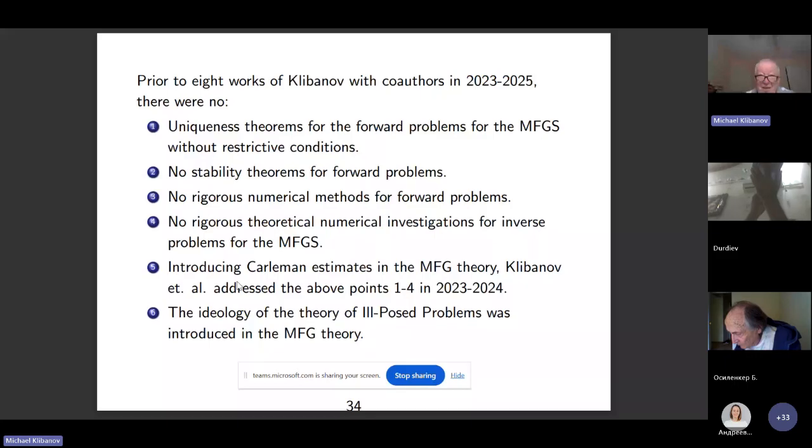This was the reason why, prior to my works in the last 2 years, there were no uniqueness theorems for forward problems, no stability theorems. In other words, when you put in some input data, you must know how stable you are with respect to noise in your data. There were no rigorous numerical methods even for forward problems, and no rigorous theoretical numerical investigations for inverse problems. But with Yuri Averbuch first, we introduced Carleman estimates in this field, and these 4 points were addressed immediately. In addition, we introduced the ideology of Tikhonov, actually, the ideology of ill-posed problems.